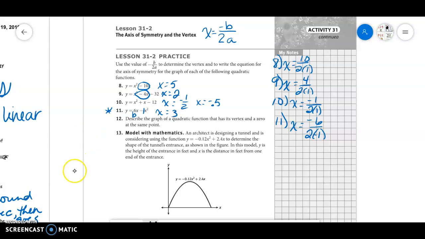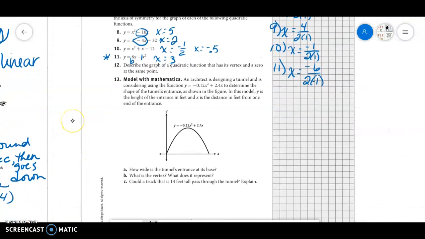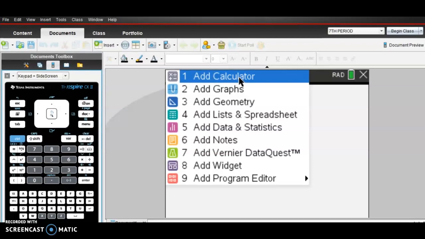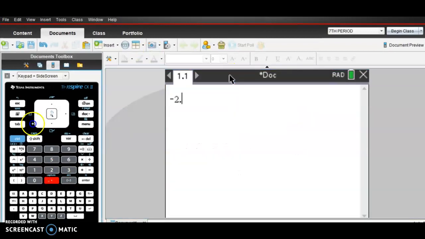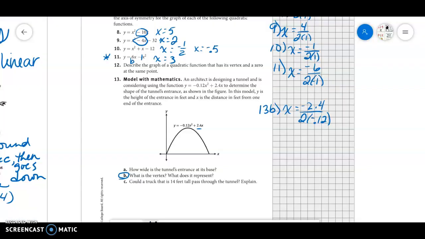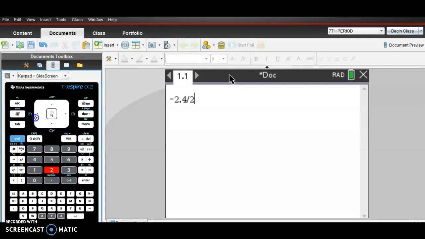And then on number 13, we did letter B. So we were still doing negative B over 2A. So our B was in fact negative 2.4, because we changed the sign, over 2 times negative 0.12. And I would suggest that you go to your calculator for this one. We can put in negative 2.4 divided by 2 times negative 0.12.